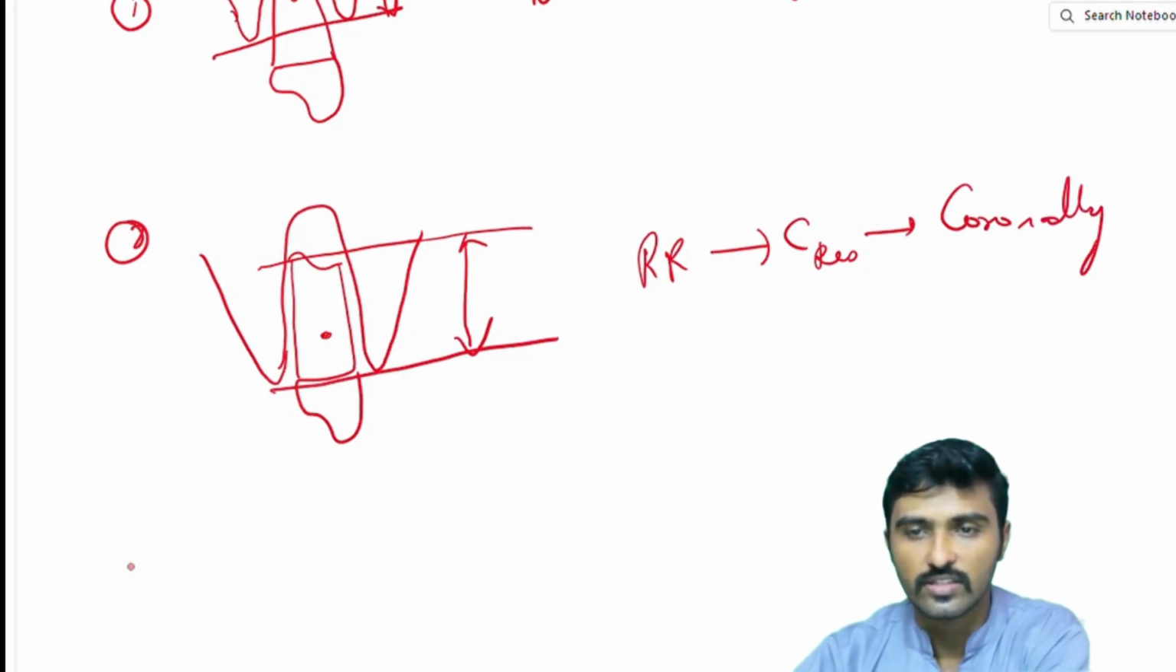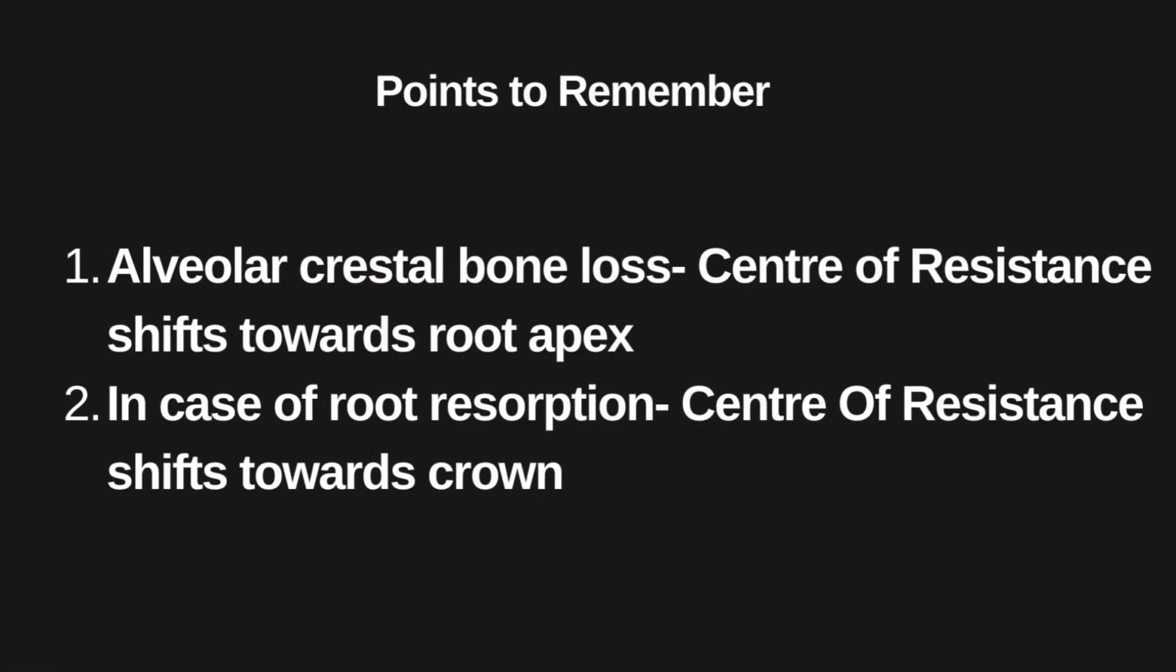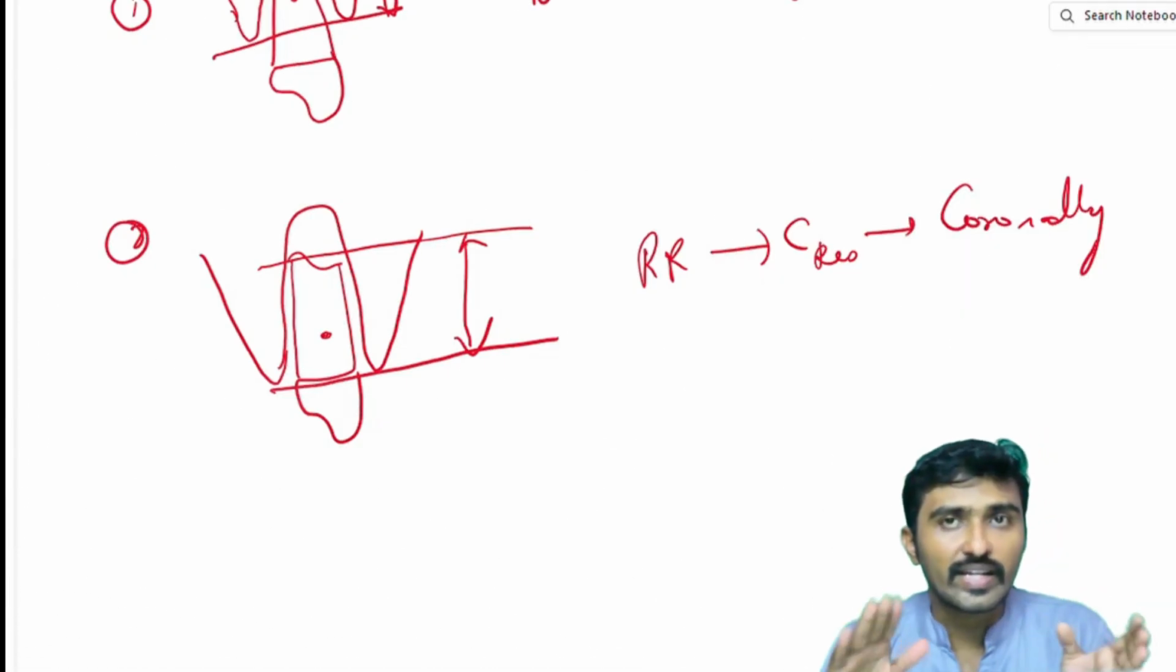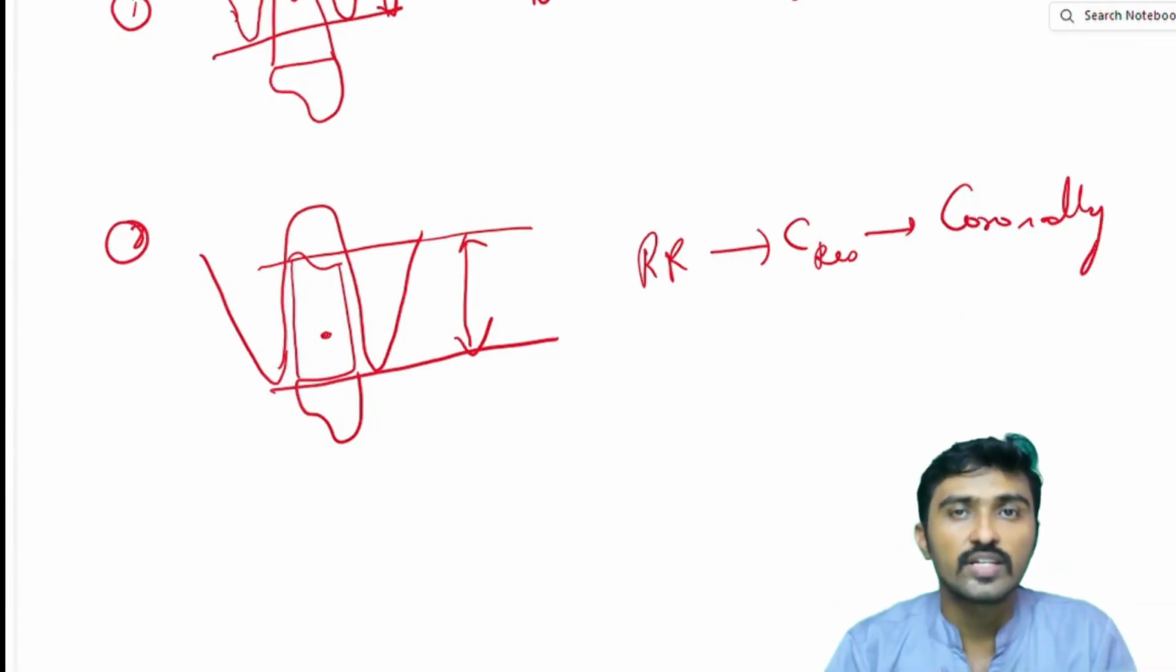Alright guys, let's just recap. In case of a normal and healthy tooth, the center of resistance is located somewhere between 1/3 to 1/2 of the root surface from root apex to alveolar crest, number one. Number two, in case of crestal bone loss, the center of resistance moves apically, whereas in case of root resorption, the center of resistance moves coronally. So these are the conditions that might relatively change the position of the center of resistance of a particular tooth.